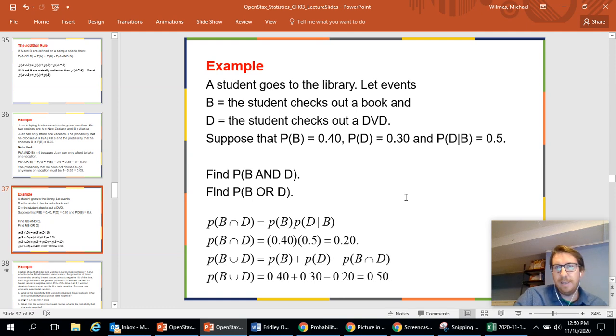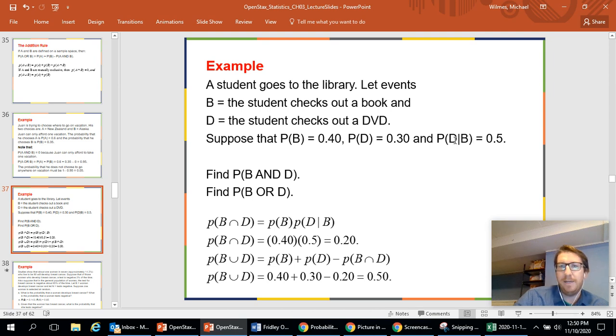All right, so next is in the library. B, student checks out a book. D, checks out a DVD. So the probability of a book checkout is 0.4, 40%. DVD, slightly less, 0.3. Over here, they already had calculated the probability of a DVD given a book. So all the people that check out books that are going to check out a DVD, it's 0.5, 50%. So that's a pretty considerable or decently large amount, since we have only 30% normally checking out a DVD. But of these people, of the book people, half of them are checking out a DVD also.